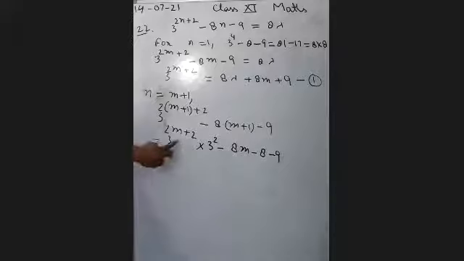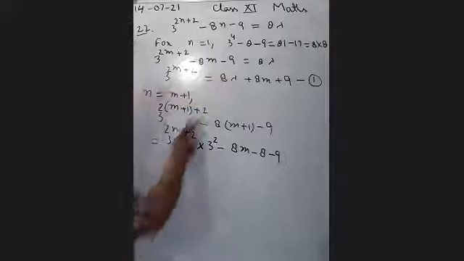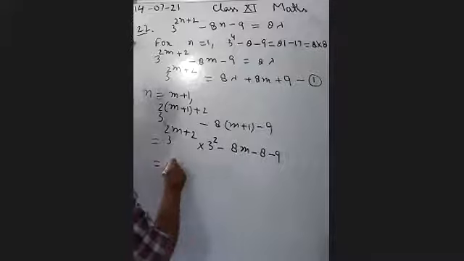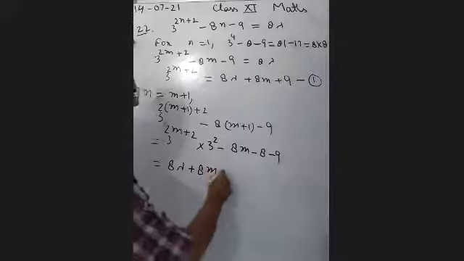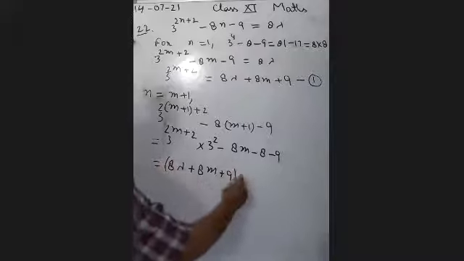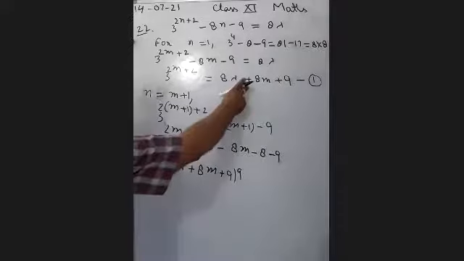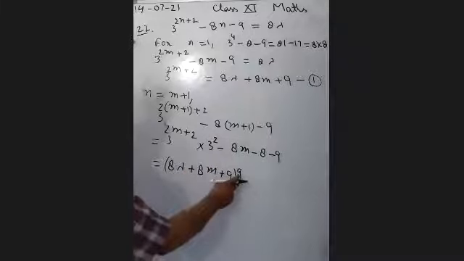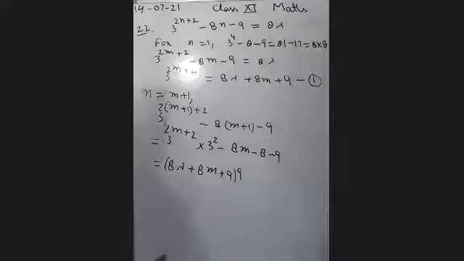So 3 to the power 2m plus 2, from equation 1 we can shift this term, equal to 8 lambda plus 8m plus 9, ठीक है, into 9, 3 to the power 2 is 9. ये हमने क्या किया है, 3 to the power 2m plus 2 की वैल्यू यहाँ से यहाँ पर पुट कर ली, ठीक है। और ये जो 3 to the power 2 यानी 9 था, ये ब्रैकेट के बाहर we have to multiply with all the terms.